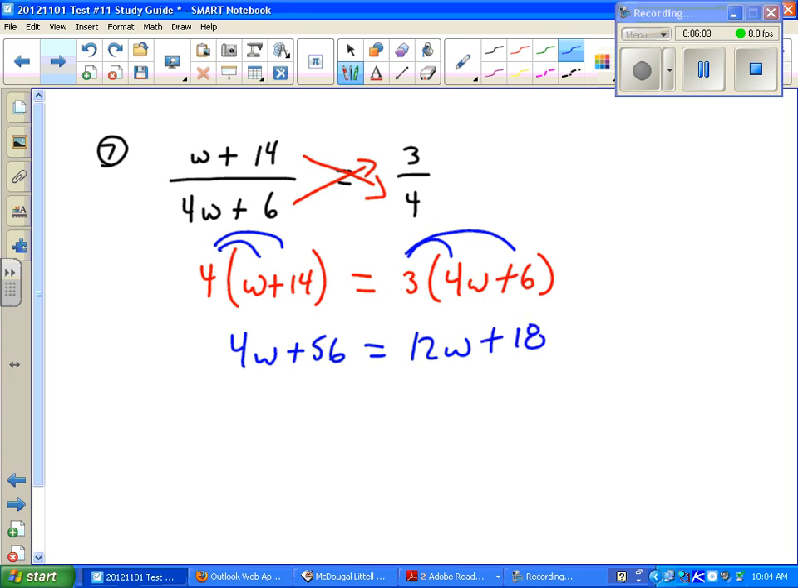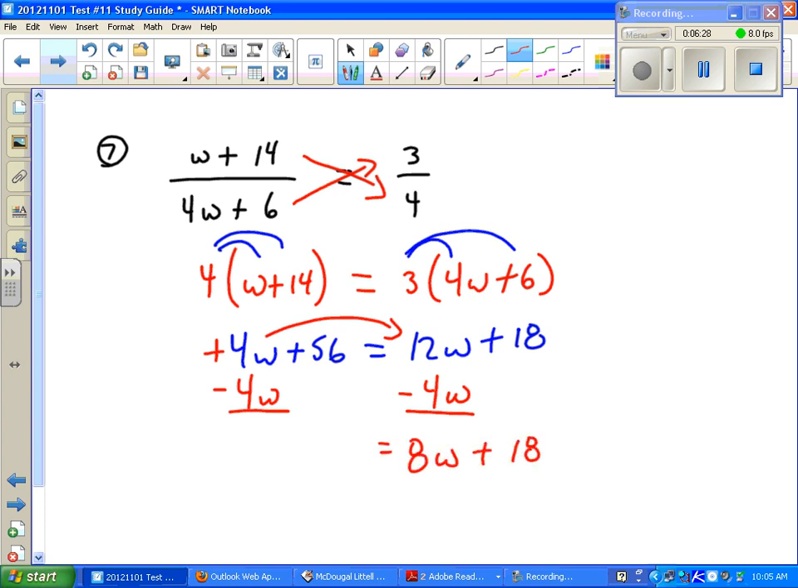Okay. Now we have W's on both sides. We need to move our W's to the same side. Put your smaller one over by your larger one. 4W is smaller than 12W, so let's move that one over. It's positive, so that means plus 4W. In order to undo it, subtract 4W. You subtract 4W on the left, do the same thing on the right, and you have 8W now over there, plus 18, and we'll bring the rest of it down, equals, these will cancel since that's what we just did.